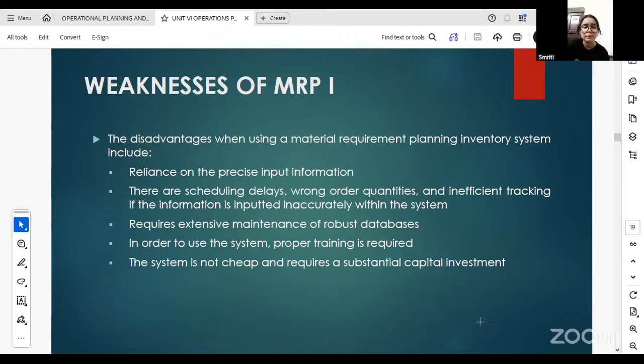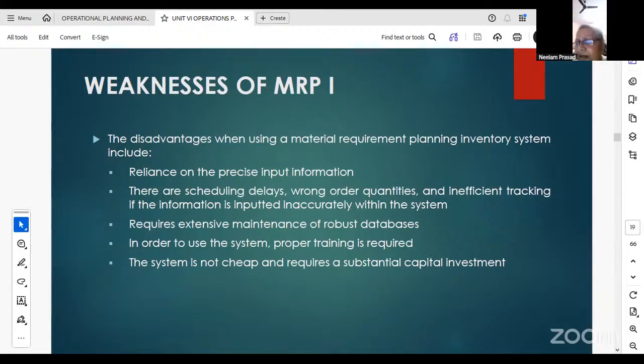Weaknesses of MRP1. The disadvantages when using a material requirement planning inventory system include reliance on the precise input information. There are scheduling delays, wrong order quantities, and inefficient tracking if the information is inputted inaccurately within the system. Requires extensive maintenance of robust databases. In order to use the system, proper training is required. The system is not cheap and requires a substantial capital investment.